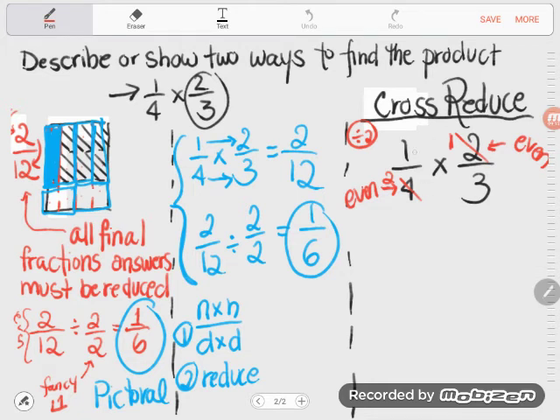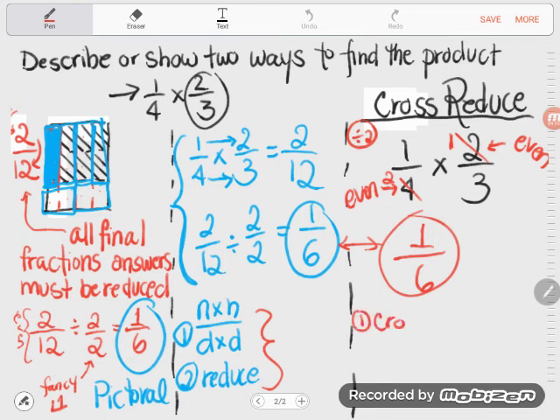Now, if I look here, I'm not going to be able to cross-reduce anymore because I only have 1's on the top, and 1's can never get any smaller. So no matter what I have on the bottom, I'm not going to be able to get any smaller on the top. And so I'm done here. So 1 times 1, I multiply straight across is 1, and 2 times 3 is 6. And I can see that I got the same answer. And in fact, I even did the same work as I did before, except I just flipped the order. I reduced first, and then I multiplied my numerator times my numerator and my denominator times my denominator afterwards.